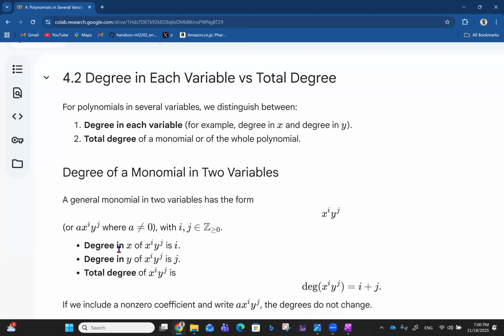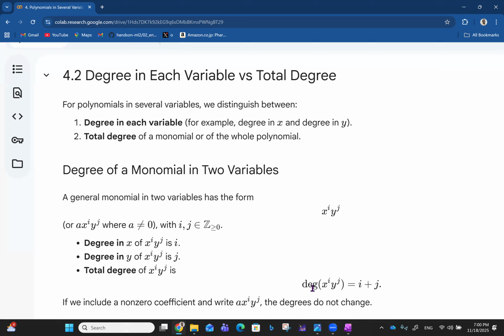Here, the degree in x is i, because you have x raised to power i, y raised to power j. The degree in y is j, right? And then the total degree is the sum of these two degrees. So the degree of x raised to power i, y raised to power j is i plus j. If you include a non-zero coefficient, writing a x raised to power i, y raised to power j, the degrees do not change. The coefficient does not affect the degree. That's what that is telling us.